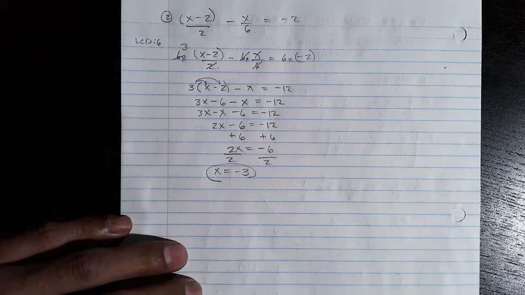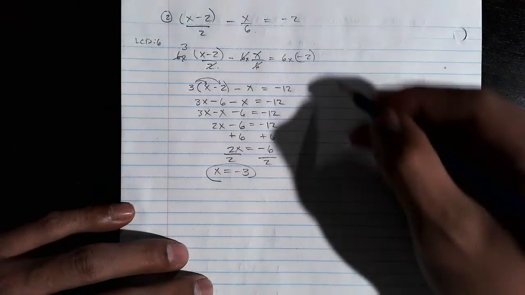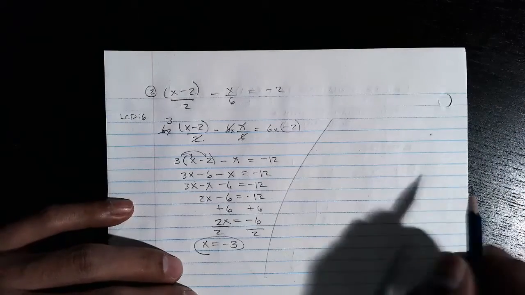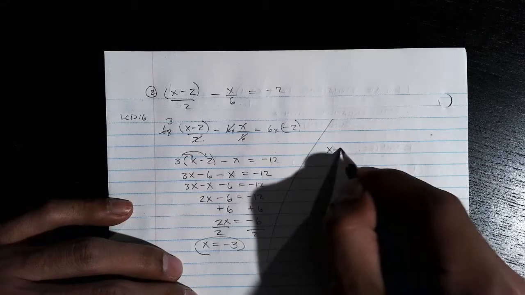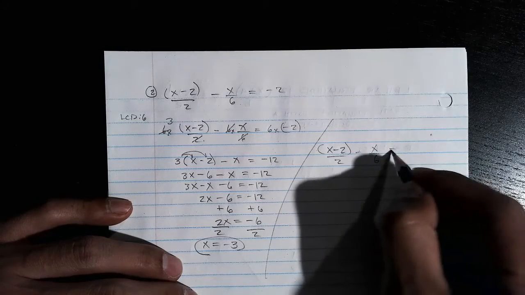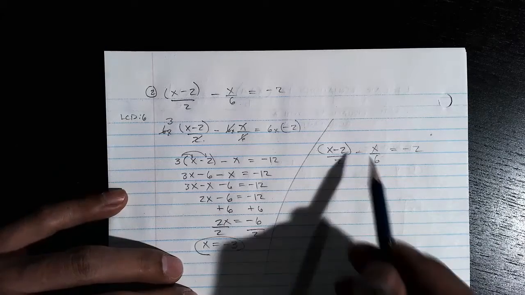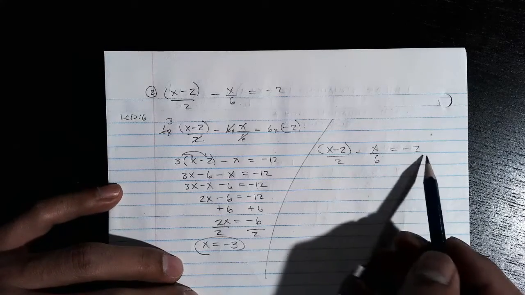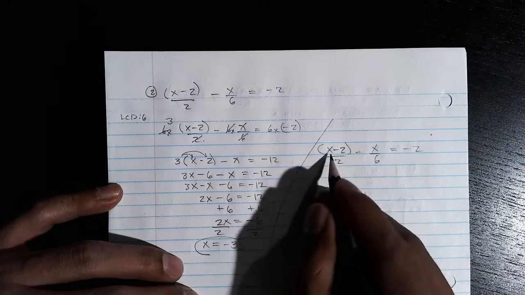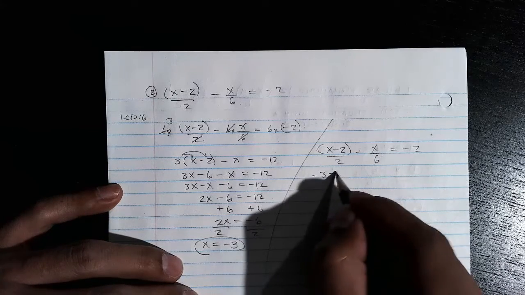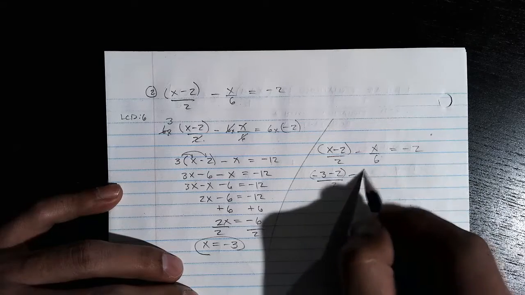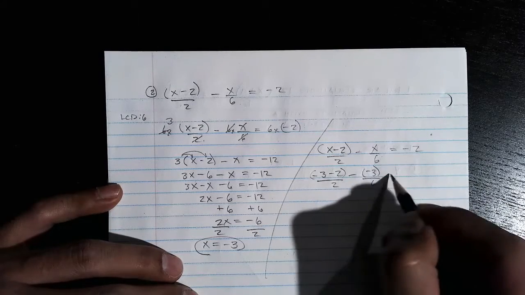Now that I have that answer, this is why we do the check part, just to make sure that we actually did this correctly. Let's rewrite the original equation. x minus 2 over 2 minus x over 6 equals negative 2. In other words, is all this on this side actually going to be equal to negative 2? Well, I hope so. Let's substitute our negative 3 where we see this x. So negative 3 minus 2 over 2, minus negative 3 in brackets over 6.